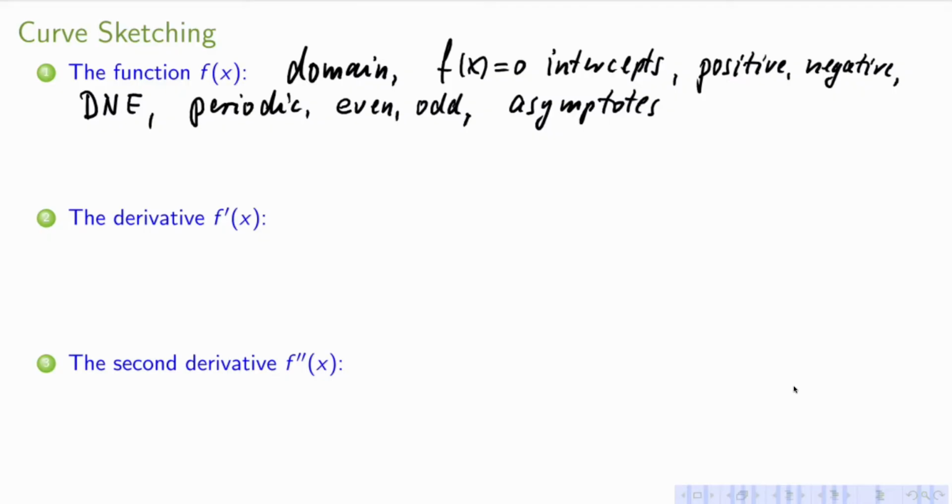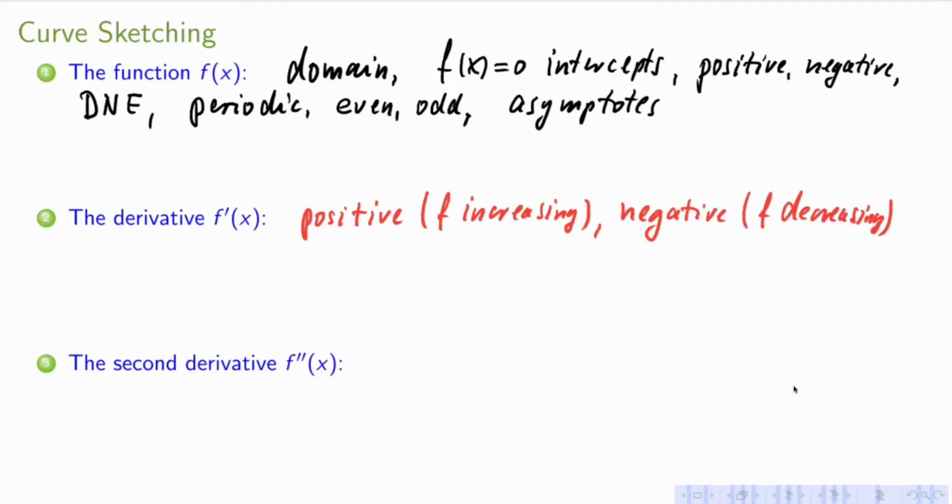So if the derivative is positive, this means that f is increasing, and if it's negative, this means f is decreasing. And then we can have special points where the derivative is equal to 0, or we can have points where it does not exist. In this case, those points are called critical points. And we have seen earlier that critical points can arise as local maxima or minima.